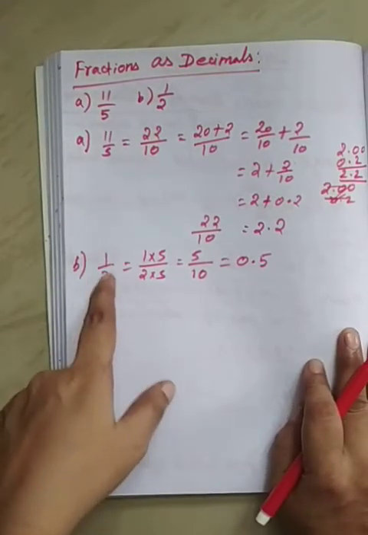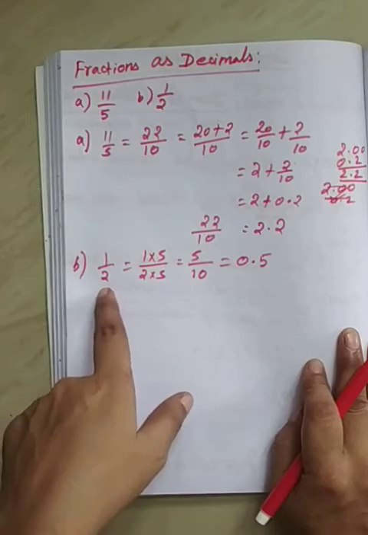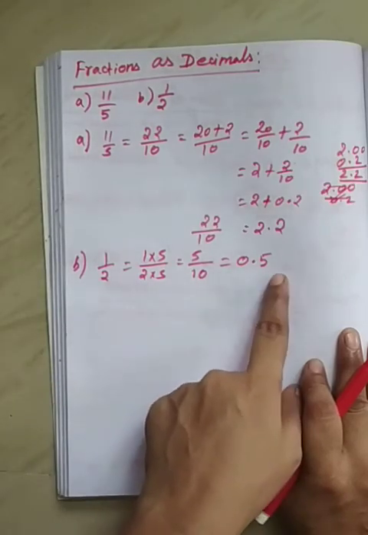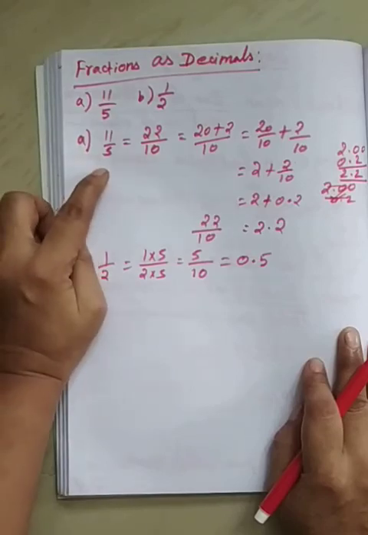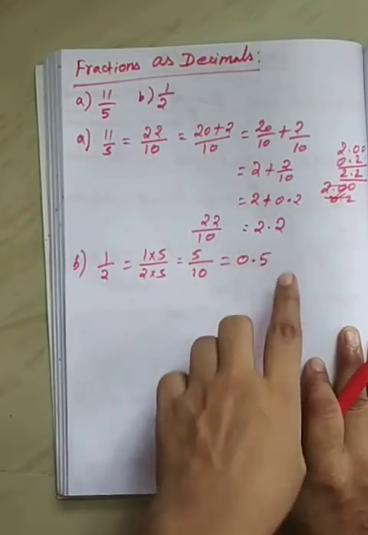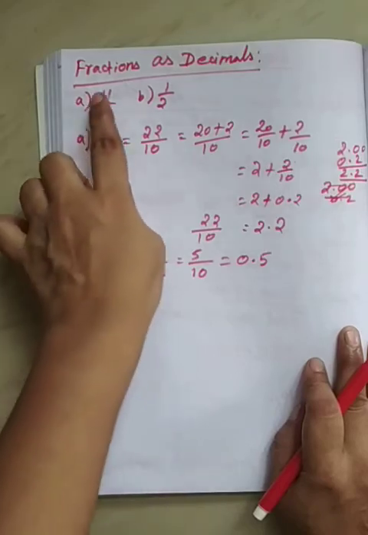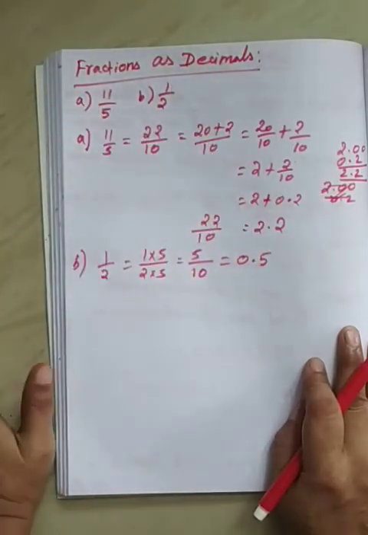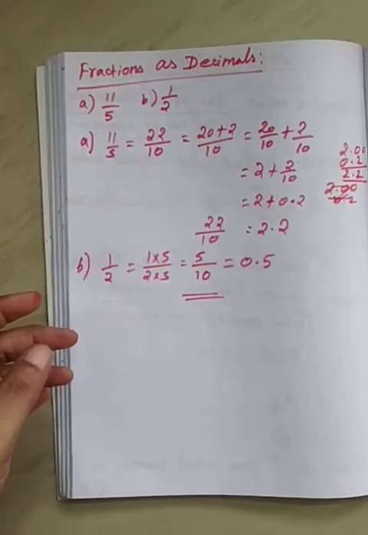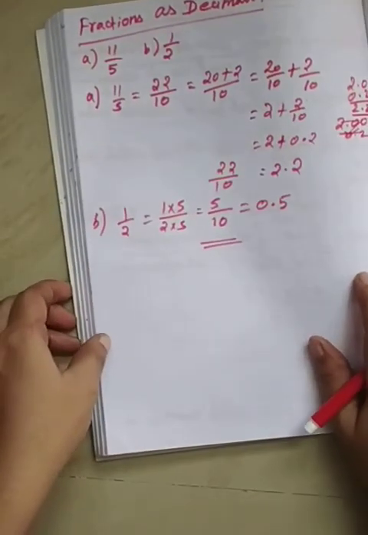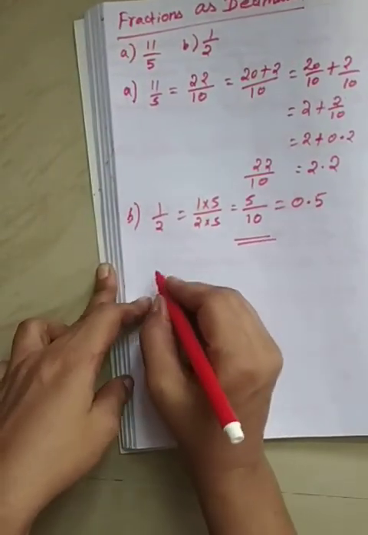Here 1 by 2 is the fraction. Okay, this 0.5 is the decimal. Here 11 by 5 is a fraction. This 2.2 is a decimal. This is fractions as decimals. Clear? Now we see decimals as fractions.